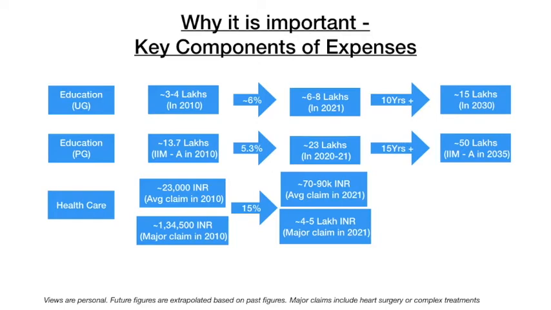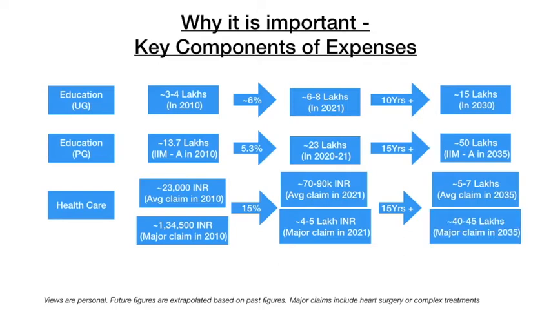15 साल बाद, after 15 years, my hypothesis says average claim will cost around 5 to 7 lakhs and major claims will cost around 40 to 45 lakhs. It is a big expense, unpredicted. Nobody can predict कि कब कौन कहाँ कैसे बीमार होगा, but this is what it is.